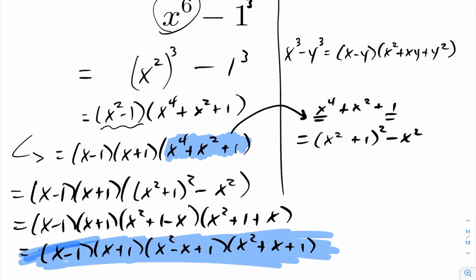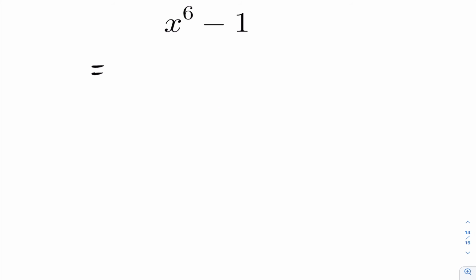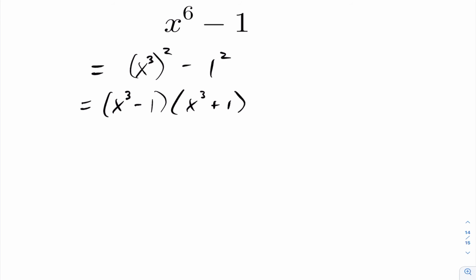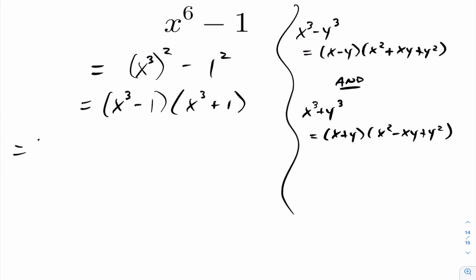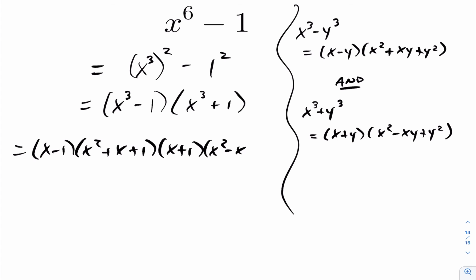Let's take a look at this exact same problem, but instead of starting off with a difference of cubes, let's start off with a difference of squares. So now looking at this expression here, if I want to express this as a difference of squares, I'm going to write this as x cubed to the power of 2 minus 1 squared. And you'll see by doing that, this becomes x cubed minus 1 times x cubed plus 1. Now I have a difference of cubes and I have a sum of cubes formula. To remind you of these two formulas, we have the following. So applying these formulas here, we get the following. We get x minus 1 times x squared plus x plus 1, and then we have x plus 1 times x squared minus x plus 1.